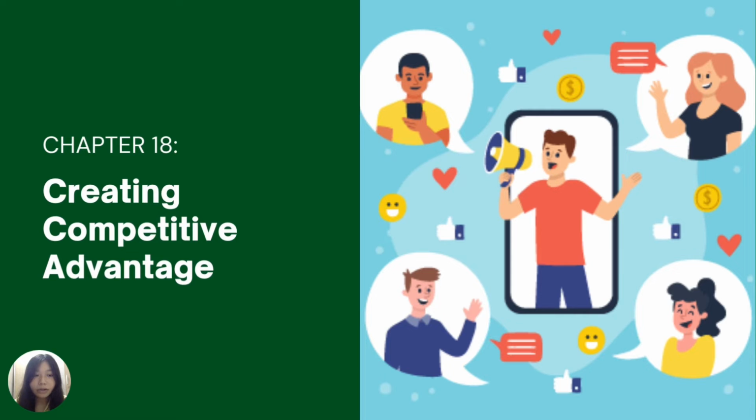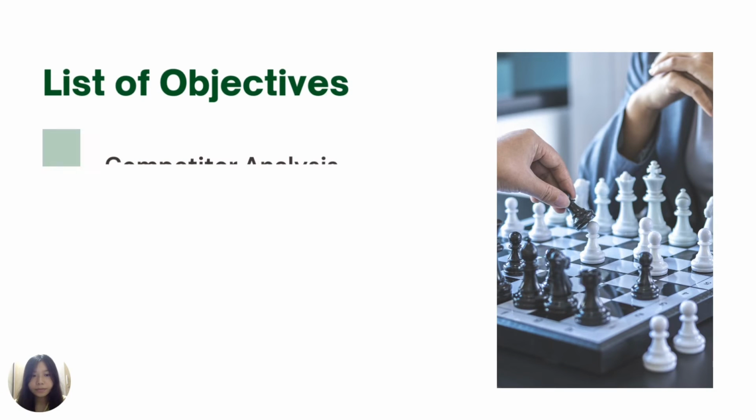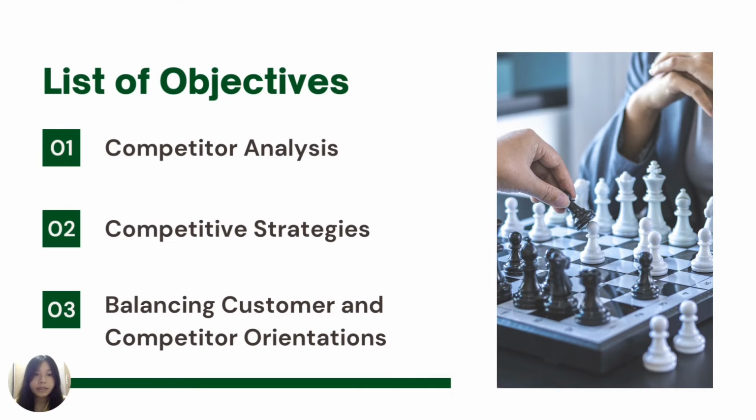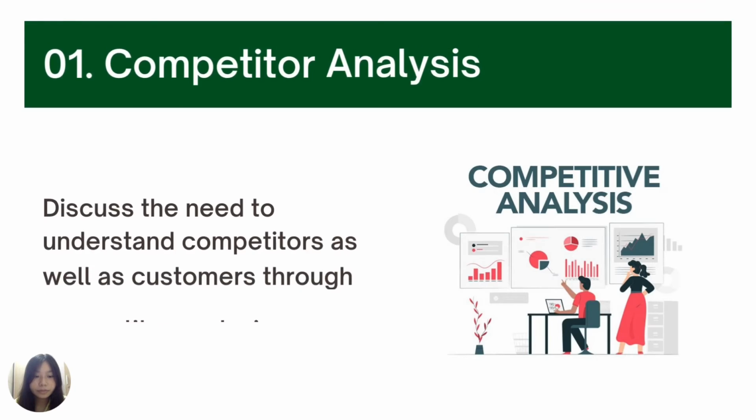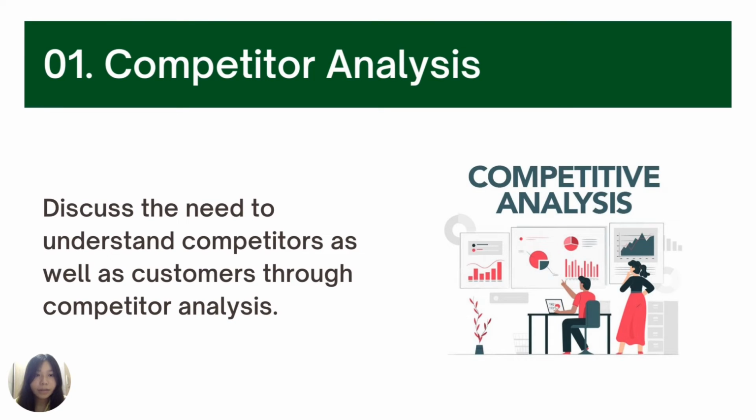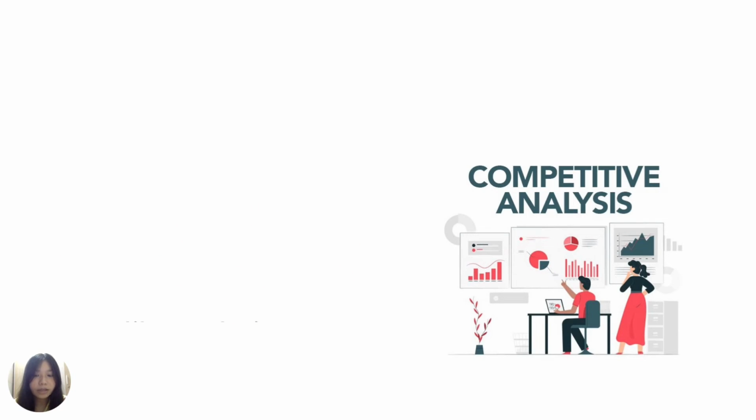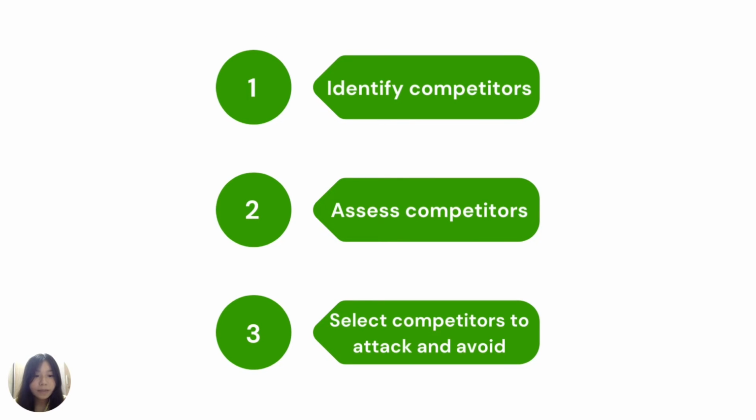Chapter 18 is about creating competitive advantage. We have three objectives, which are competitor analysis, competitive strategies, and balancing customer and competitor orientations. First, let's have a look at competitor analysis. To plan effective marketing strategies, a company must track its competitors and make comparisons regarding strategies, products, prices, channels, and promotions. There are three steps: identifying, assessing, and selecting.